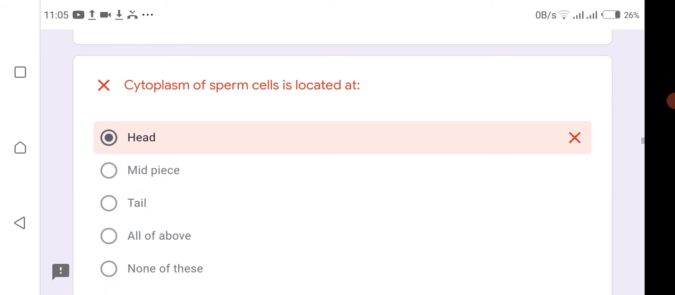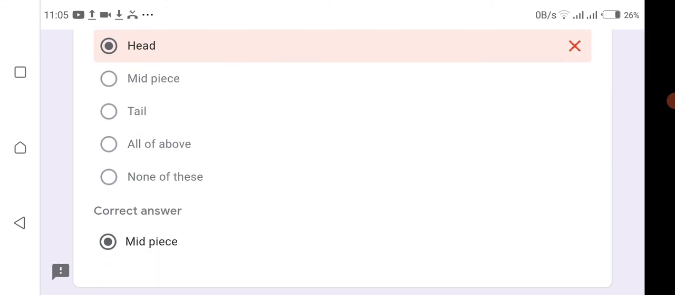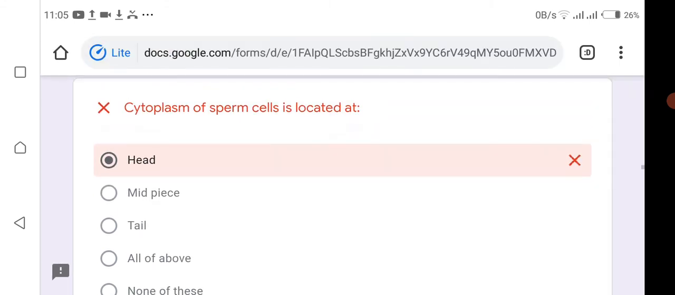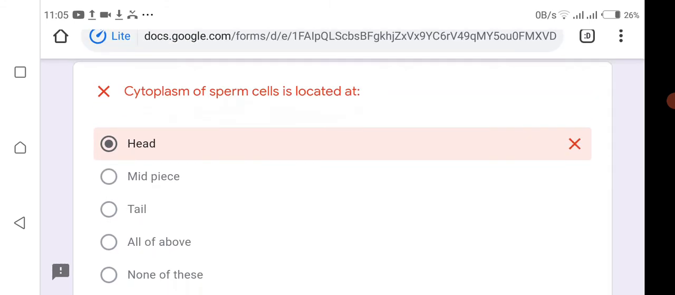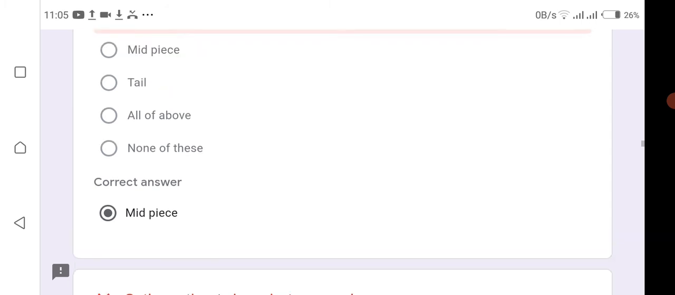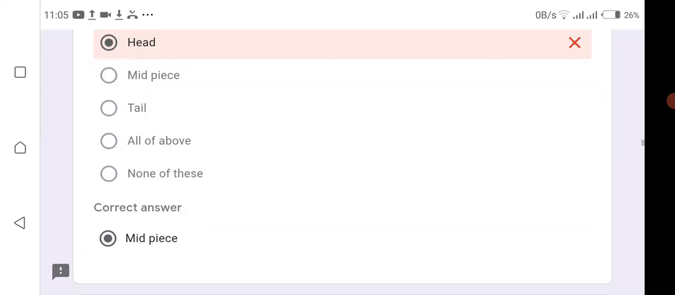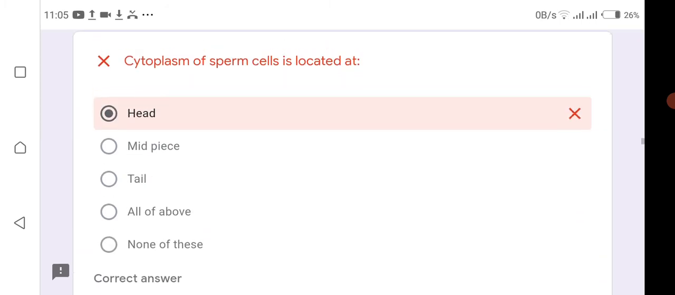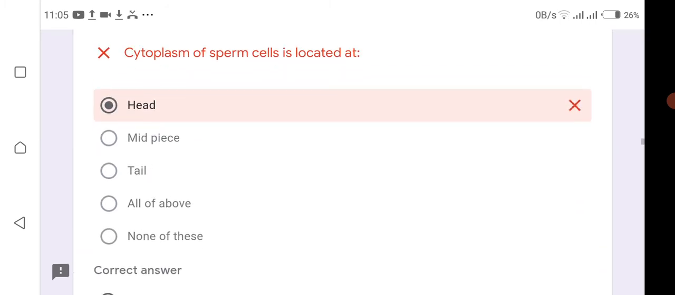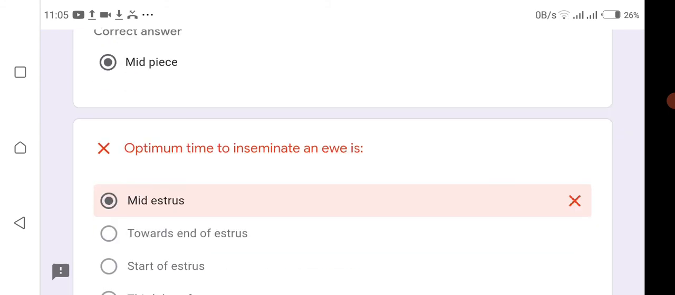Cytoplasm of sperm cell is located in mid-piece. Cytoplasm of sperm cells is located in mid-piece. Important question. Mid-piece has the cytoplasm in case of sperm cells.